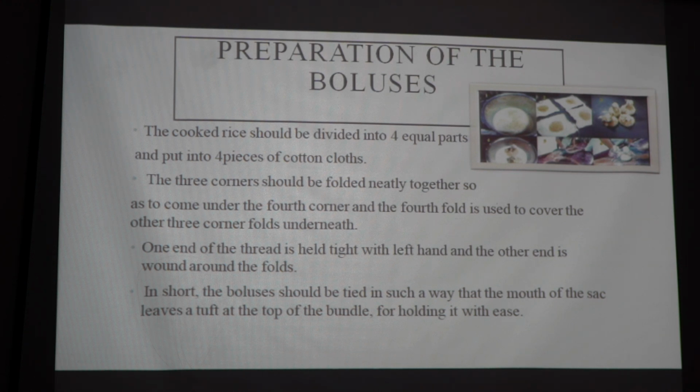Now we have to make bolus, that means potli. We'll take the 4 ends, tie them together, take a cotton thread. One end of the thread is held tight with the left hand, other end is wound around the folds. In short, the boluses should be tied in such a way that the mouth of the sac leaves a tuft at the top of the bundle for holding it with ease. In third picture, we can see the tuft from where we handle. We have to tie that firmly so that it doesn't spread during the procedure.